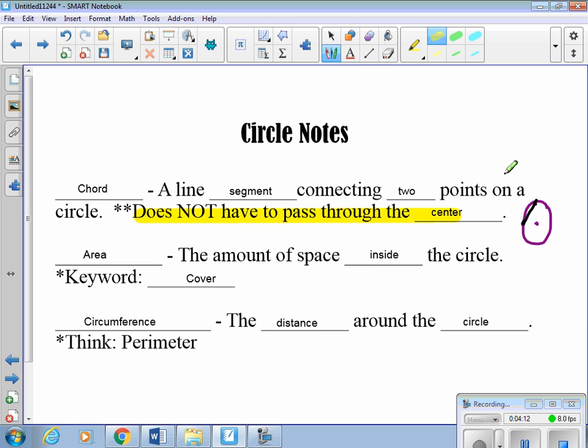Circumference is the distance around the circle. Circumference is really just like a fancy word for the perimeter of a circle. They will never refer to the perimeter of a circle as perimeter. They will always refer to it as circumference. So that's why you need to be familiar with that word and know that it really means the same thing as perimeter, but there's a little bit different way of finding it, which is how it comes to the name of circumference rather than perimeter.